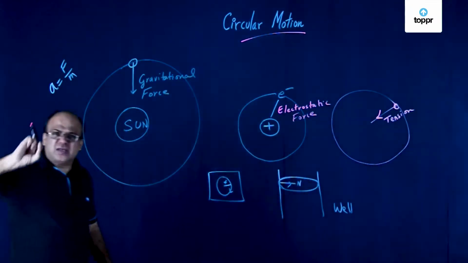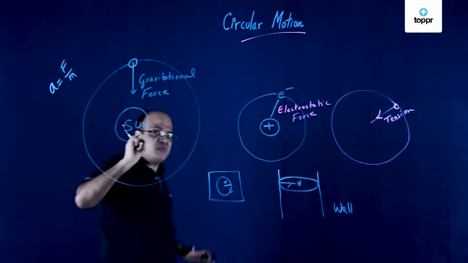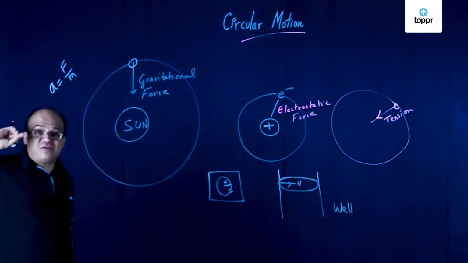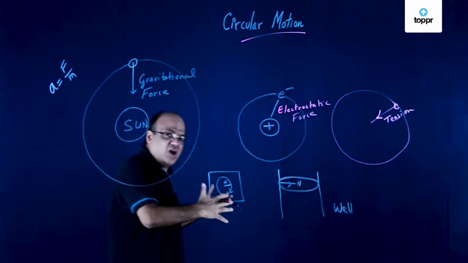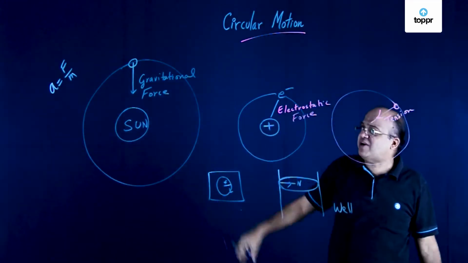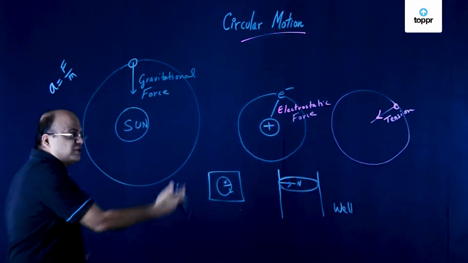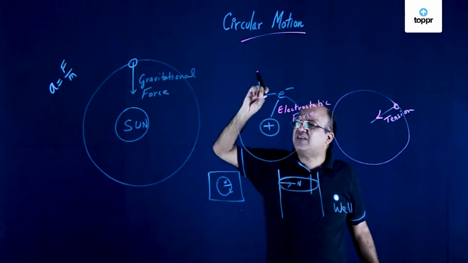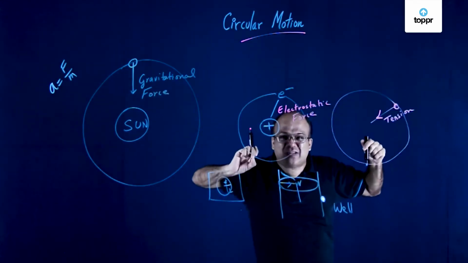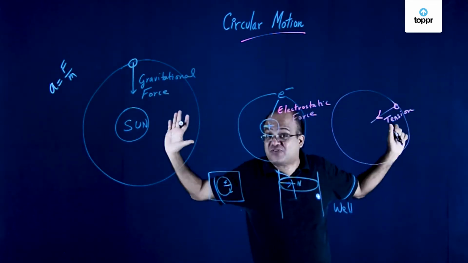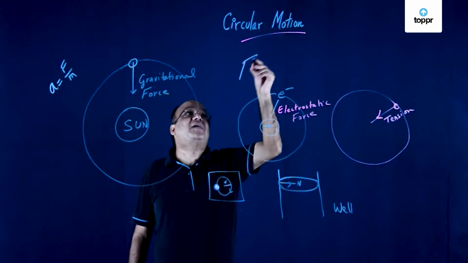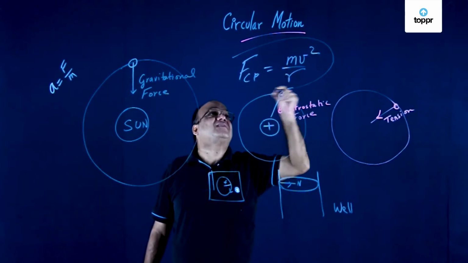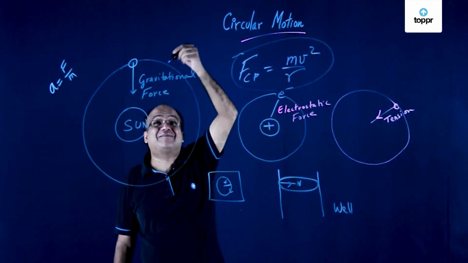Therefore, for anything moving in a circular path, we need a force towards the center. And that force, we call centripetal force. Centripetal force is not an extra force. It is some force like gravitational force, electrostatic force, tension, friction, or normal reaction that is acting toward the center. Right? Any of these forces acting toward the center is called centripetal force. And that centripetal force is given by mv square by r. This is centripetal force, and this is one of these forces.